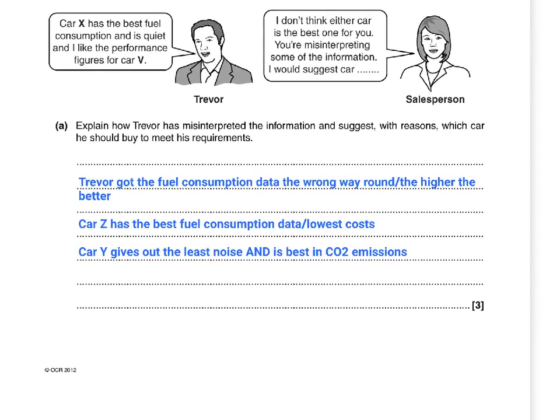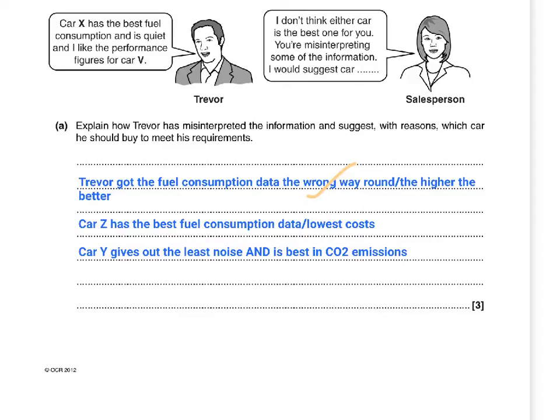So scrolling down, the question asks, explain how Trevor has misinterpreted the information and suggest with reasons which car he should buy to meet his requirements. So his requirements are low fuel consumption and good impact on the environment. The key thing here is when he was looking at the fuel consumption figures, he just got them the wrong way around. He obviously assumed the lower the number was better, but that's not true. It's how many kilometers you can do on a litre of fuel. So he just got that mixed up. So that's the first point we've got to say, is he just got the number the wrong way around.